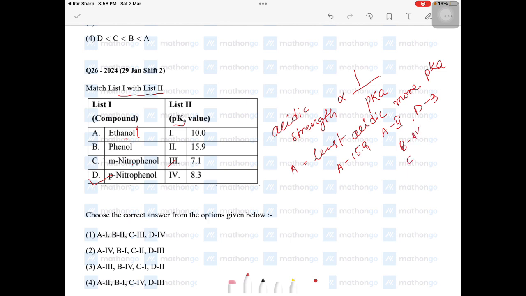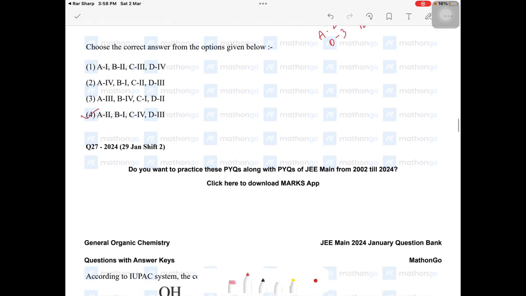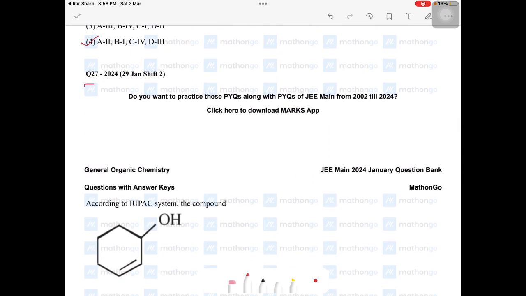Then B1. A2, D3, C4, B1. Fourth option is matching. That is correct.